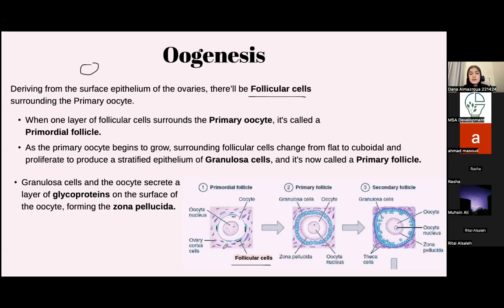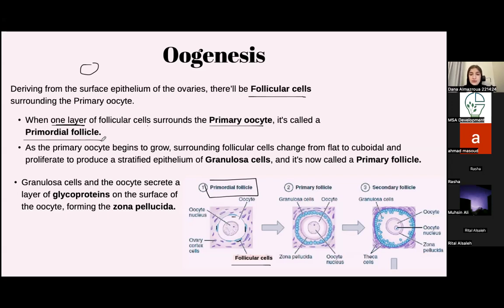We have a primary oocyte surrounded by follicular cells. Do you get this? Okay. Now, this whole structure where a primary oocyte is surrounded by follicular cells that are flat is called a primordial follicle. So, one layer of follicular cells. When it's one layer of follicular cells surrounding the primary oocyte, now we call it a primordial follicle.